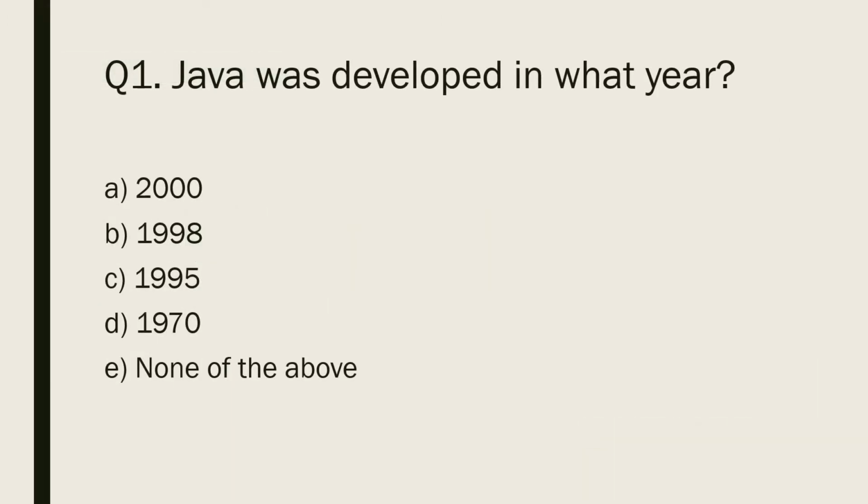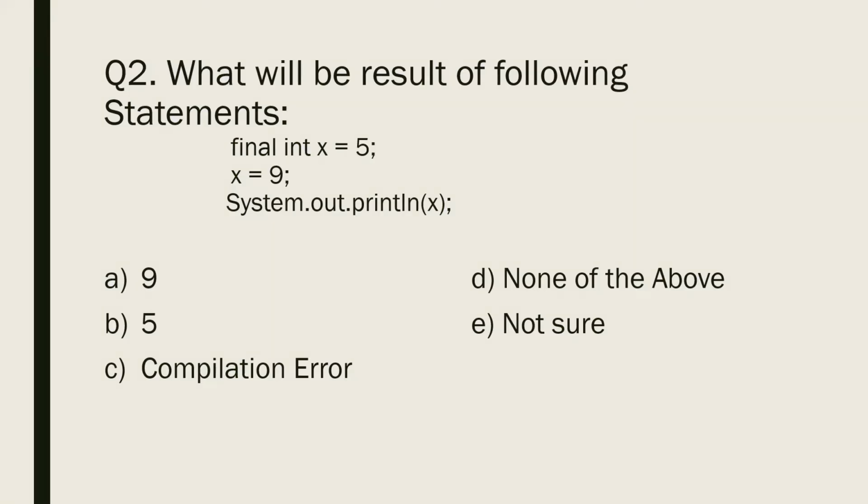Question number 1. Java was developed in what year? You need to choose when the Java was developed. Question number 2. What will be the result of the following statements? Final int x is equal to 5, x is equal to 9, system.out.println x. So you have to choose one of these answers, and find out that your knowledge is correct about assignment.